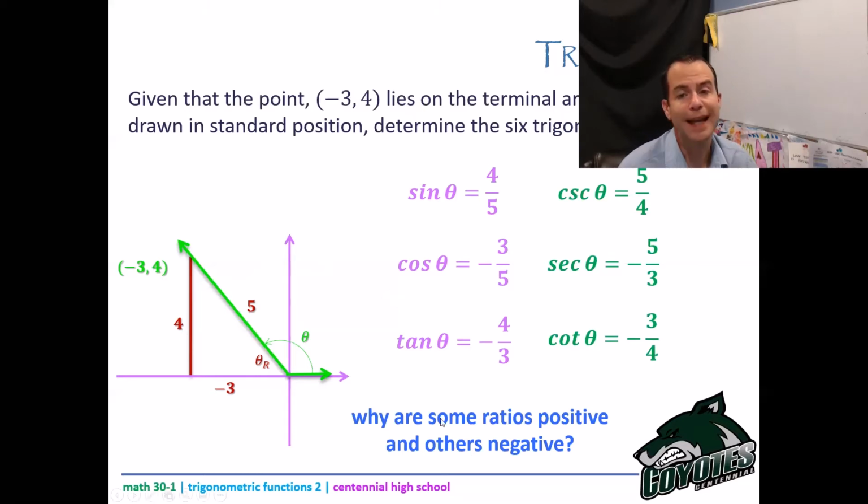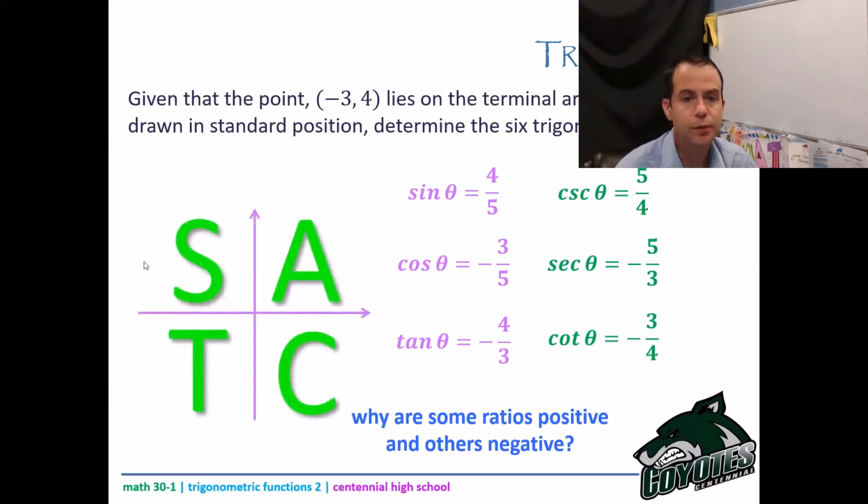So we have something called the CAST rule. And the CAST rule tells us which guy is positive in which quadrant. So starting in quadrant 1, A is for all ratios are positive. In quadrant 2, the S is for sine. But now you also know that if I flip something, I don't change the negativity when I do that. So for sine, that's also for cosecant as well. Sine and cosecant are the only ones positive in quadrant 2. Cotangent and tan and secant and cosine would all be negative in quadrant 2.